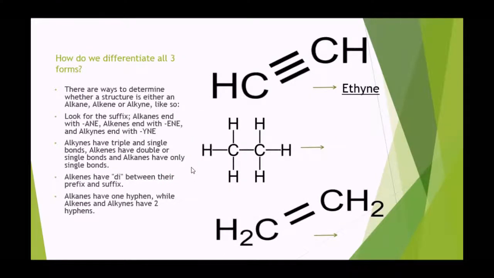So how do we tell the difference between these three forms? There are ways to determine whether a structure is an alkane, alkene, or alkyne. Alkanes end with ane, alkenes with ene, and alkynes with yne. Alkynes have triple and single bonds, alkenes have double or single bonds, and alkanes only have single bonds. Alkenes can have di between their prefix and suffix. Alkanes have one hyphen, while alkenes and alkynes have two hyphens.